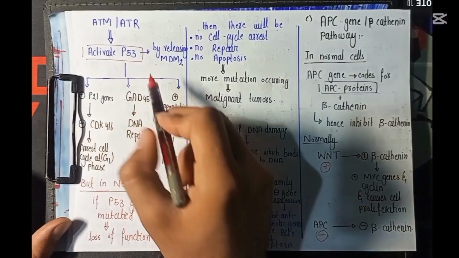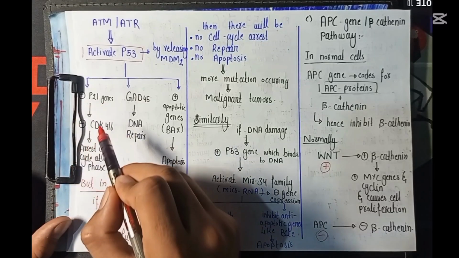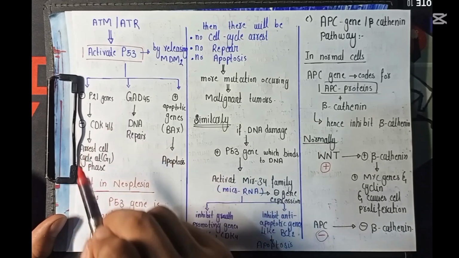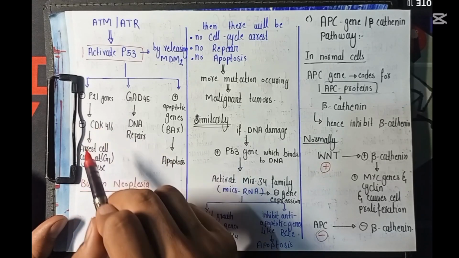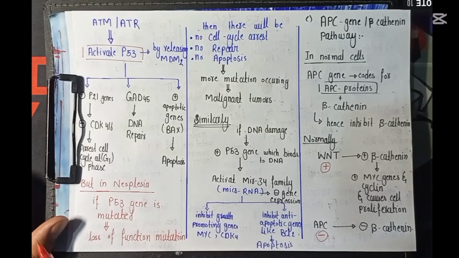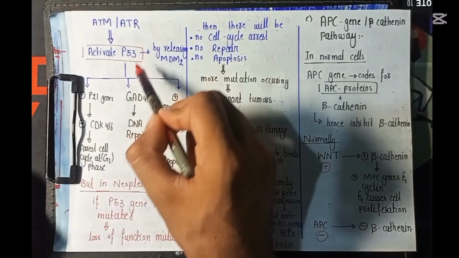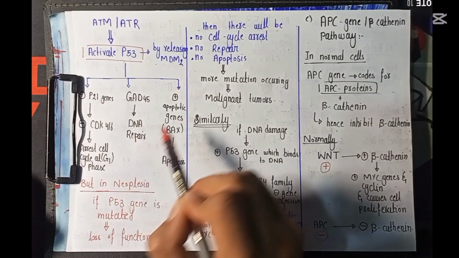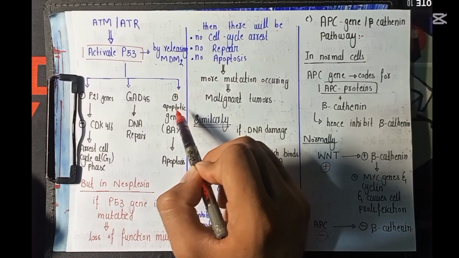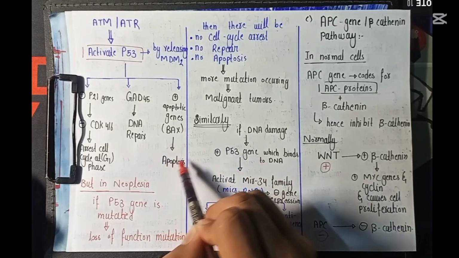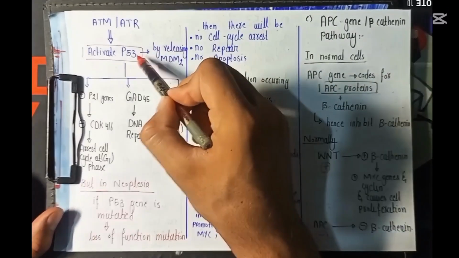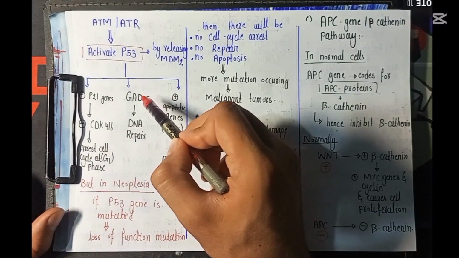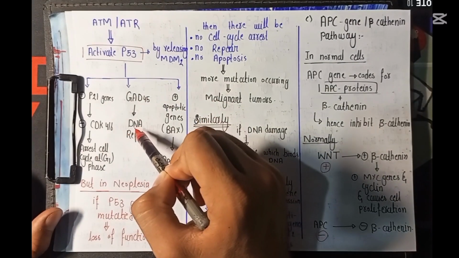The activated p53 gene activates the p21 gene, and the activated p21 gene causes inhibition of the cyclin-dependent kinases 4 and 6. When these cyclin-dependent kinases are inhibited, there will be arrest of the cell cycle at the G1 phase. Similarly, the activated p53 gene activates the GADD45 protein, which causes DNA repair. The activated p53 gene also activates the apoptotic genes like the BAX and BCL family, which cause apoptosis. So the activated p53 gene arrests the cell cycle at the G1 phase, and when the damage is less, it causes repair of the DNA.